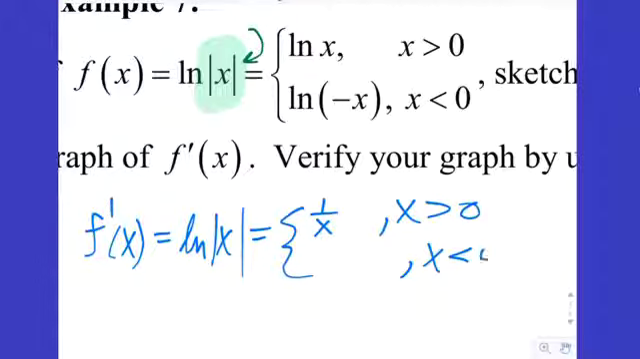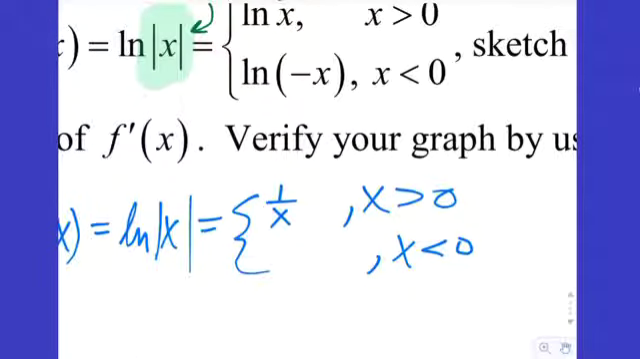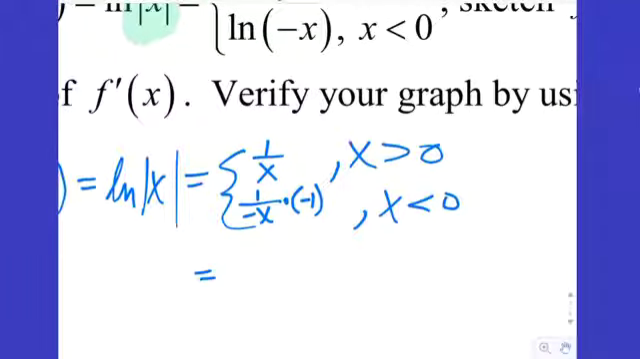And when x is less than 0, now we have the what rule? It's not natural log of x, it's natural log of blob. So that's the chain rule. What's the derivative of the natural log of blob, do you think? 1 over the blob times the chain rule, the derivative of the blob. What's the derivative of negative x? Negative 1.